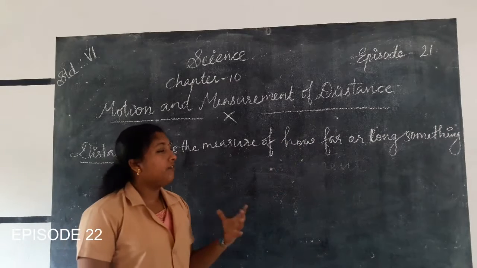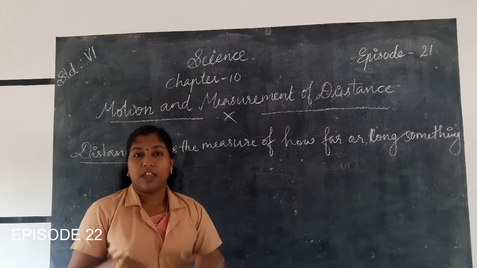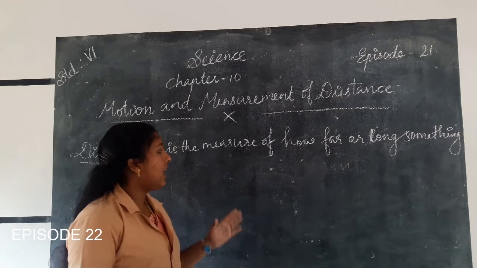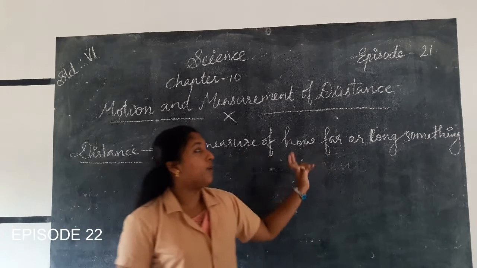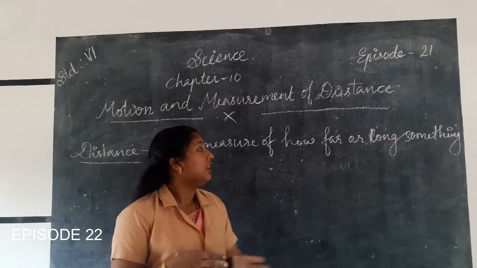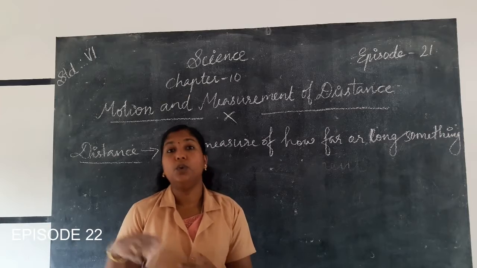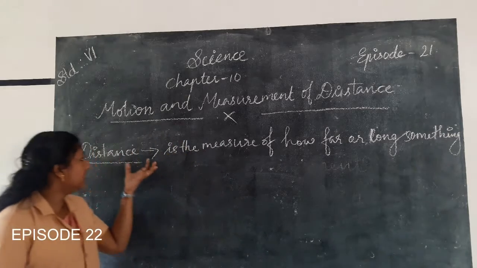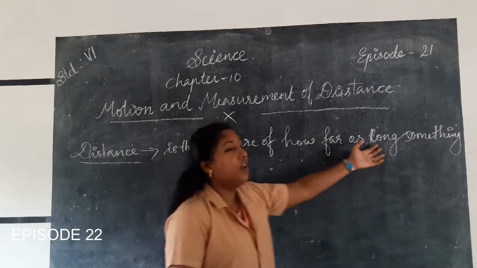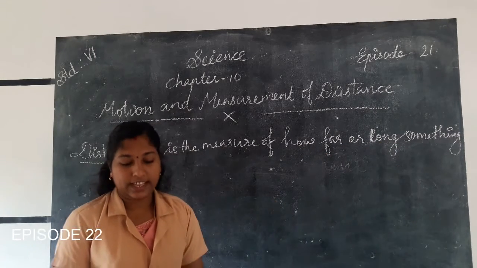Means that if we measure the distance from here, Idaman, to Tenmala, then we take how far the place is between Idaman and Tenmala. So the distance is taken as the measure of how far or how long something is.